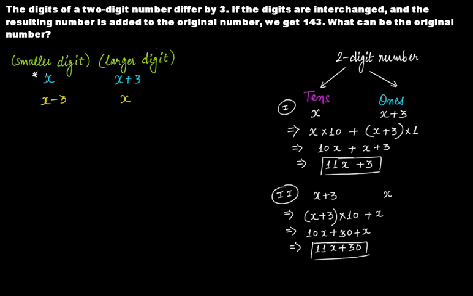So for this one case, we have two subcases, subcase 1 and subcase 2. In this subcase, you are putting the smaller digit at the tens place and the larger digit at the ones place. But in this case, you're putting the larger digit at the tens place and the smaller digit at the ones place. So the next question that should come to your mind is, if we have these two subcases, will we not get two different results?